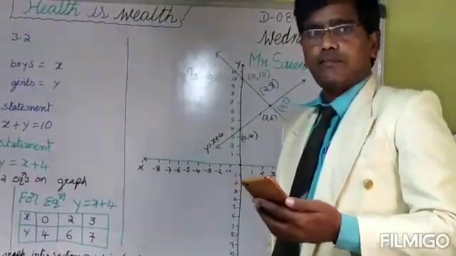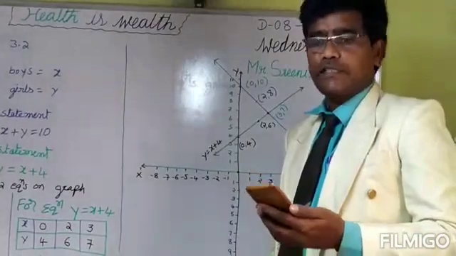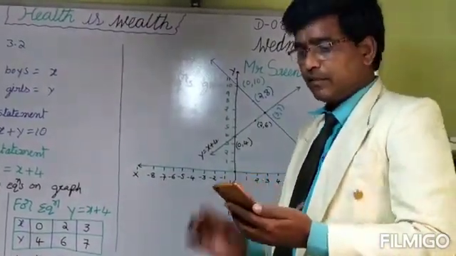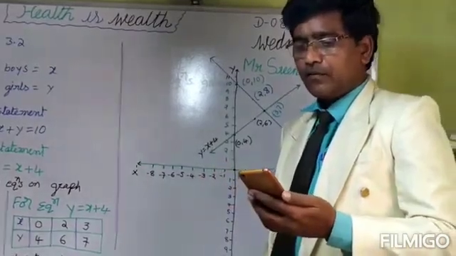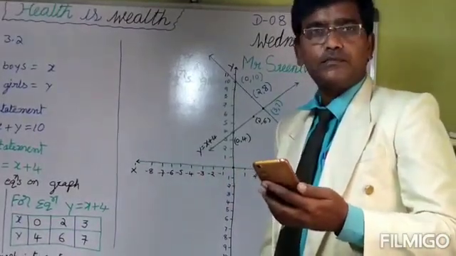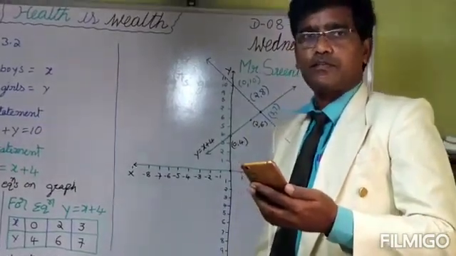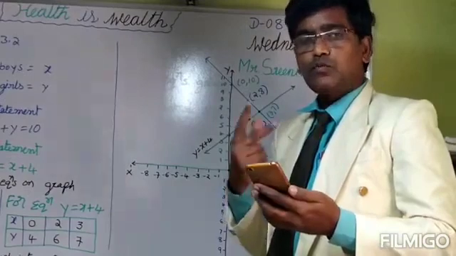Exercise 3.1 completed. Now we are going to start exercise 3.2, that is page number 49. You can open the textbook. The question is: from the pair of linear equations in the following problems, find the solutions graphically. This method we have followed in 3.1 also. There are two questions here.